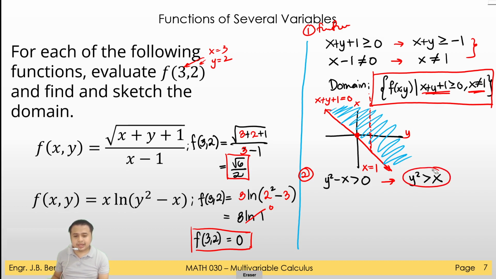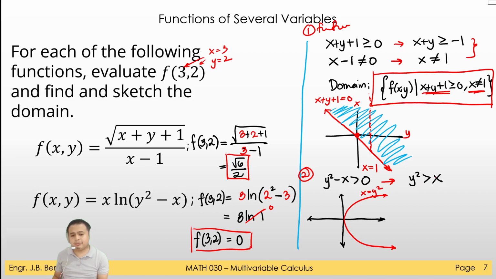So what does this look like? If we make this an equal sign, this will look like a parabola. To be specific, it is a horizontal parabola opening to the right. This will be your x equal to y squared. Okay, and then the problem here is there is no equal sign. This is only greater than. How do we imagine this if this is greater than?